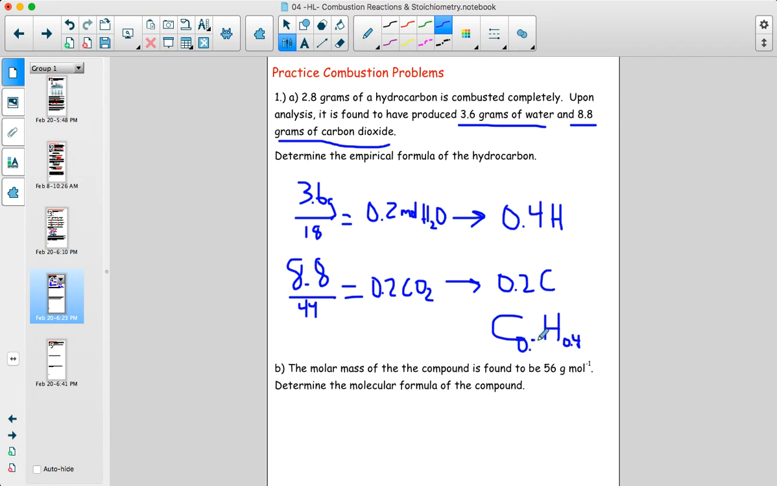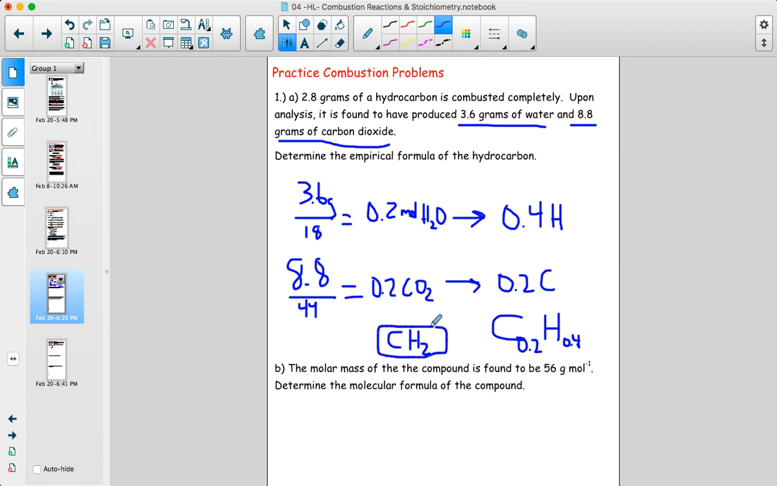So by just analyzing the amount of water and the amount of CO2, I can figure out the amount of hydrogen and carbon that I had, and that allows me to get the ratio of carbon to hydrogen. So the empirical formula of this compound is CH2.